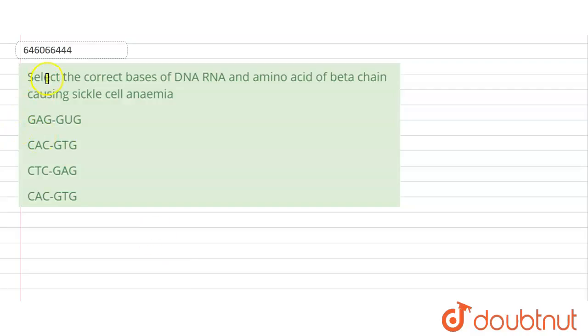Hello everyone. So here's the question. Select the correct base of the DNA, RNA, and amino acid of the beta chain causing sickle cell anemia. So over here, the amino acid codons are being given, and we have to select the sickle cell anemia trait.